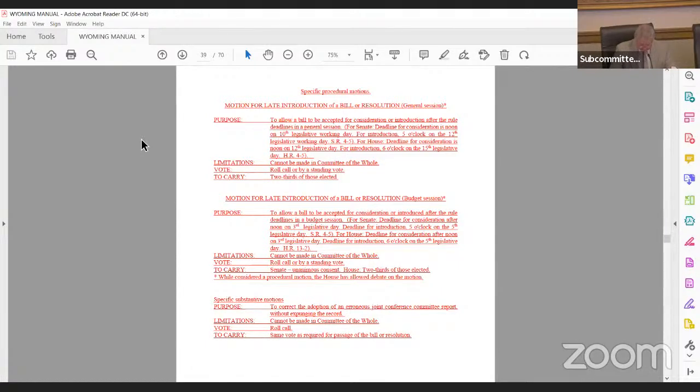F3, the very last one, we should have a section. This is a JCC correction, motion for JCC correction. Same thing, Mr. Chairman, not like you can't do it without putting it in the manual. Put it in the manual just like the other most common rules to give you guidance. And that's the correction, adoption of erroneous joint conference committee report without expunging the record. We've had that issue come up. And this makes it clear that you don't have to go through the process of expunging the record, which really gets complicated. And this is when you just adopted a JCC report, and somewhere along the line, it was incorrect.